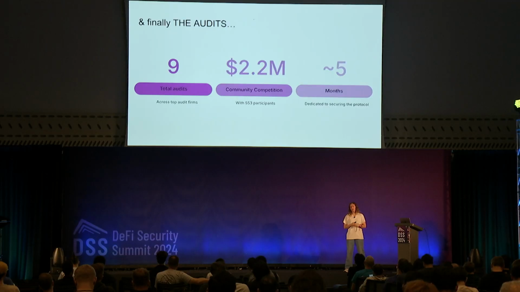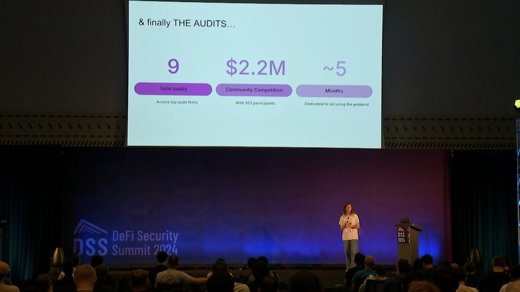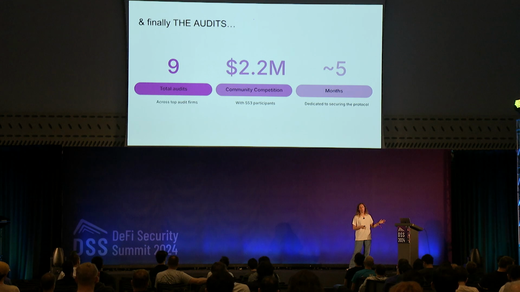And then finally, the audits. This was the last phase of securing V4. We had 9 total audits, a 2.2, maybe even greater than that, $1 million competition. And we spent around 5 months doing a waterfall of audits and competitions.